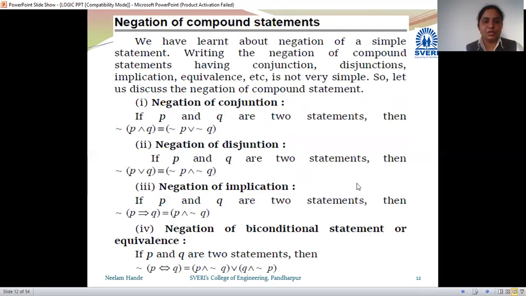Okay, some definitions we'll write in examples. Negation of P and Q is negation P or negation Q. Next formula, negation of P or Q is negation P and negation Q. Negation of P implies Q is, by definition, P and negation Q. Negation of the biconditional statement, negation of P double arrow Q, is P and negation Q, or Q and negation P.